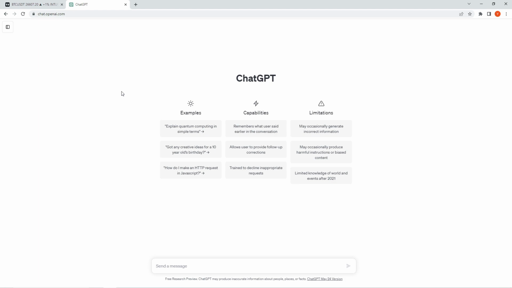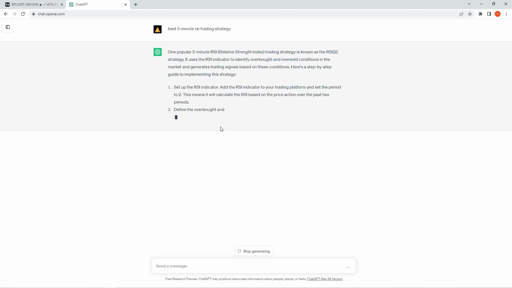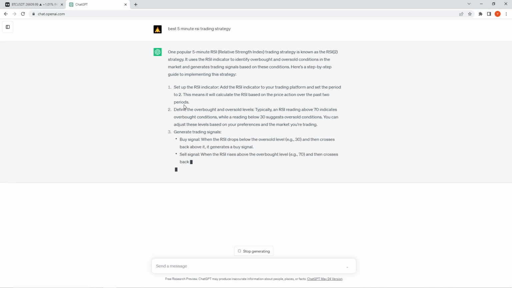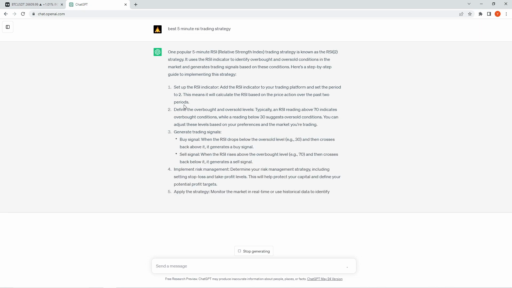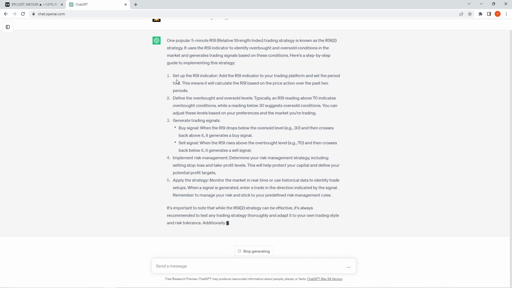If you want to try it out, just go to the ChatGPT website, have an account, and you can use the prompt and it will help you generate a trading strategy. So I'm going to type "best 5-minute RSI trading strategy," and it should be able to create this 5-minute RSI trading strategy with me. Let's have it set up the rules. As you can see on the screen, it is generating the strategy. It will take a while, but there are 5 steps.